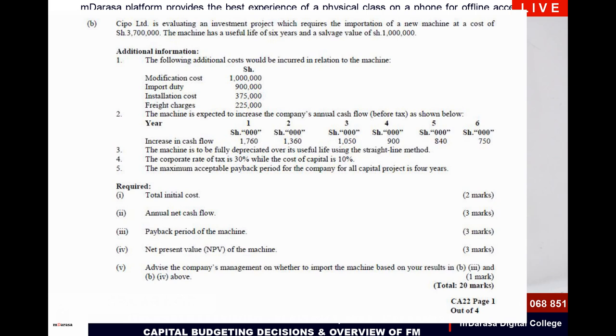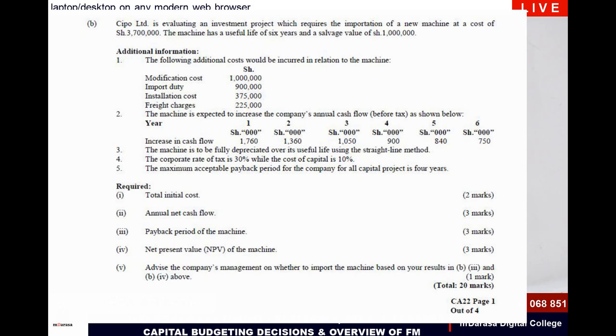Okay? Additional information given here: we are told that the following additional costs will be incurred in relation to the machine. So, of course, before we start using this machine, these are the costs that you are going to incur, which you normally refer to as the incidental costs. These incidental costs will include, number one, modification cost, import duty, installation cost, freight charges, okay? These are the costs that you're going to incur before we use this machine.